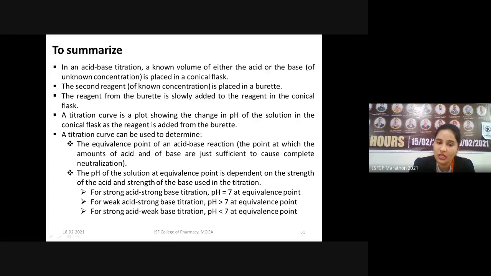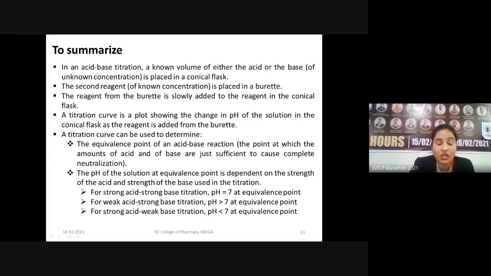Whereas if you are performing a weak acid and strong base titration, because of the presence of the strong base, your pH is going to be greater than 7. So we can say that the pH of the solution at the equivalence point is completely dependent on the strength of the acid and the strength of the base which we are using.